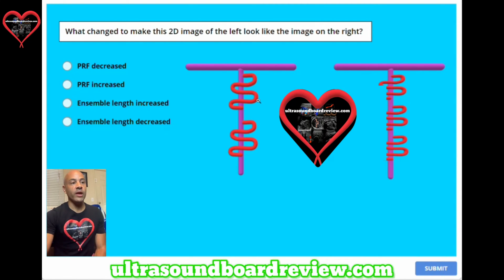Obviously, you can tell right away that this has 2 pulses, where this has 3. So the amount of pulses increased. Now, because this question said 2D image and not color Doppler, we know that ensemble length and packet size are not related. So this has to be PRF. So we went from 2 pulses per second to 3 pulses per second. So the PRF increased.